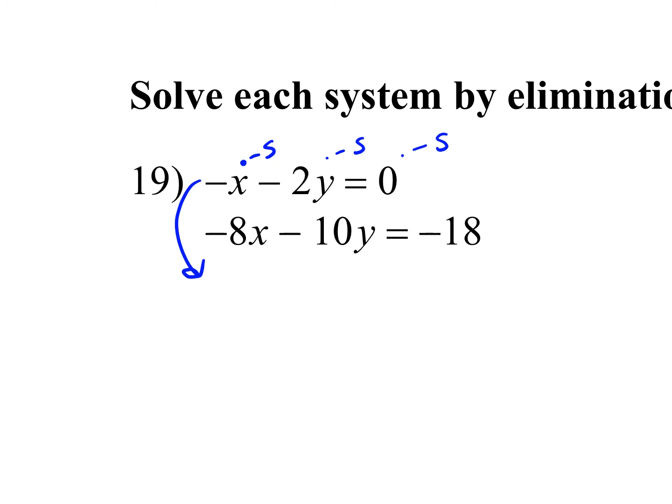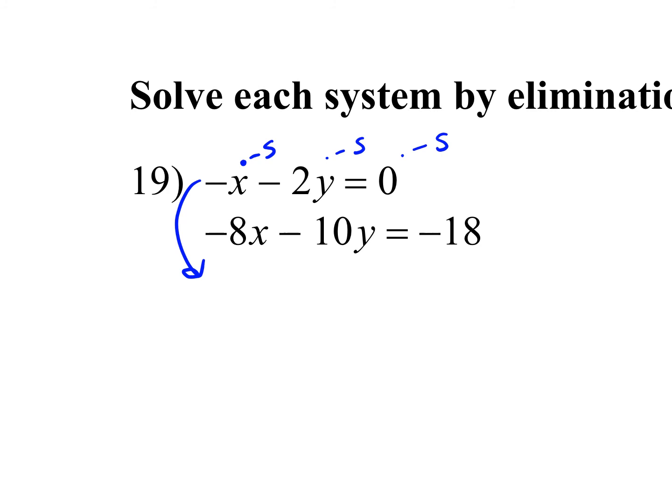You can multiply the first equation by negative 8. That would work, because this one's a negative 8, so you would need the top one to be positive 8. Since it's already a negative x, it would have to be multiplied by negative 8, so then it becomes positive. Yeah, you could multiply the first one by negative 5, or you could multiply the first one by negative 8.